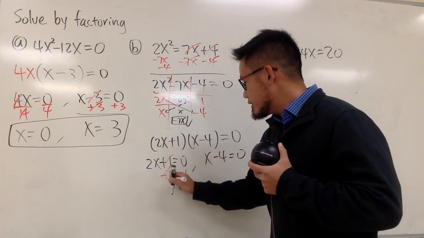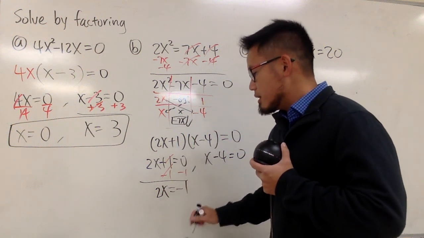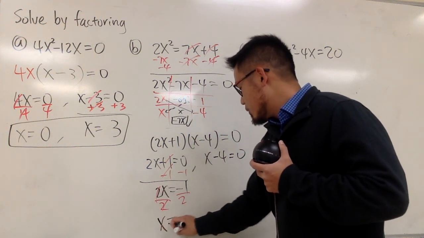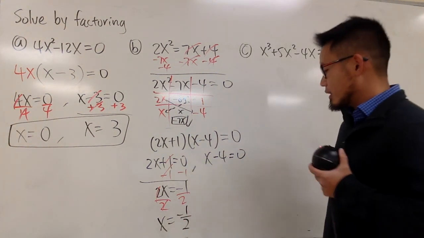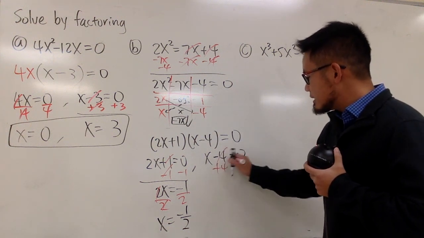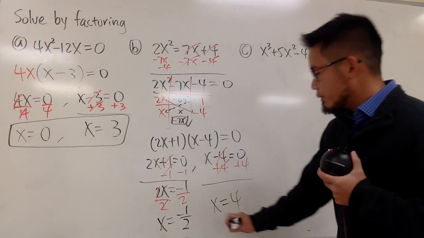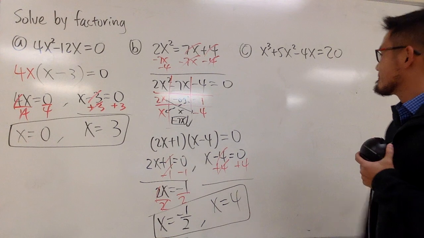Minus 1 on both sides, 2x equals negative 1, and divide both sides by 2. X equals negative 1/2. That's the first one. X equals negative 1/2. The other one, add 4 on both sides, and we have x is equal to positive 4 right away. So we are done. 2 answers again.